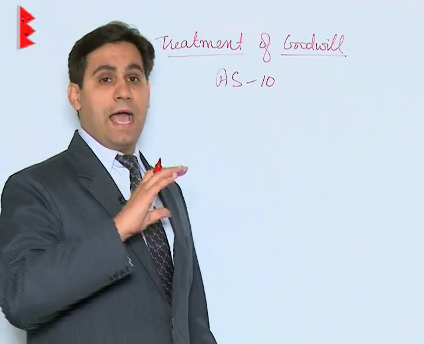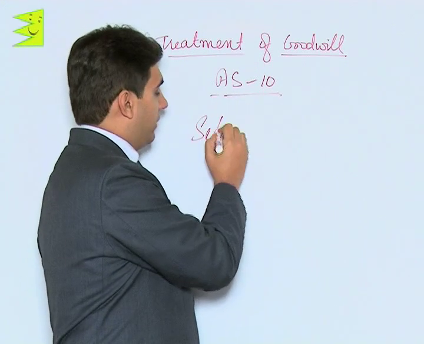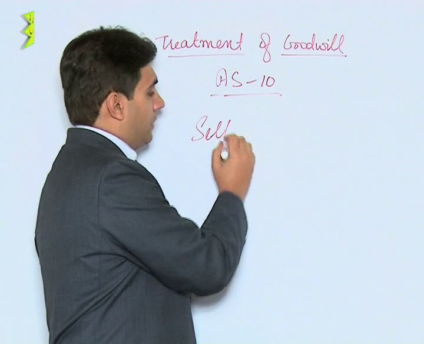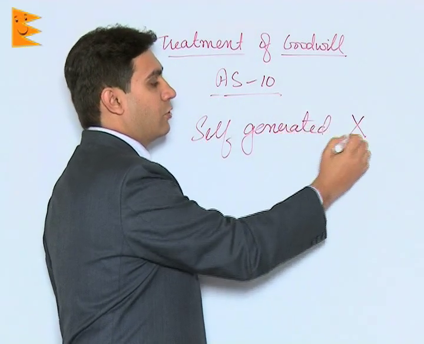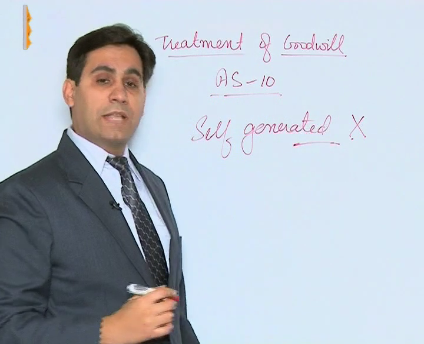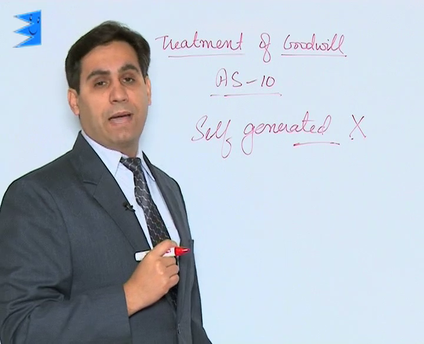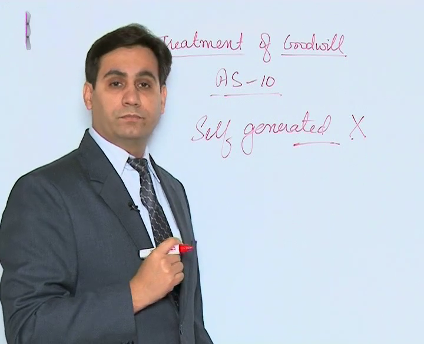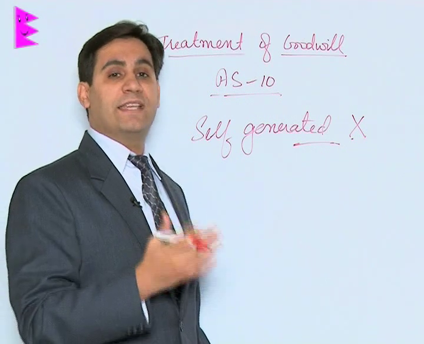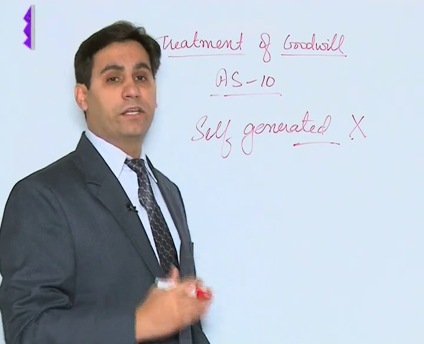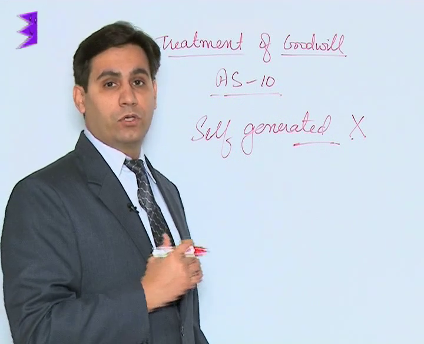Now students, Accounting Standard 10 makes it very clear that self-generated goodwill should not be shown in the books of accounts. It should not be shown. So that means in case there is any goodwill appearing in the balance sheet of the partnership firm, then that must be removed from there, or in accounting terms, it must be written off. So let us learn about accounting treatment of goodwill.